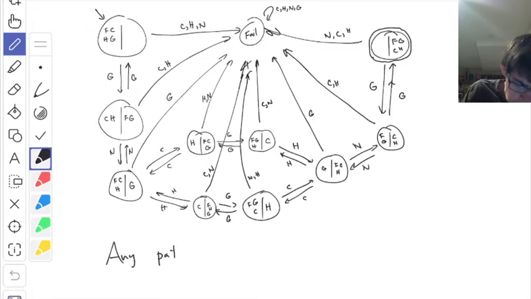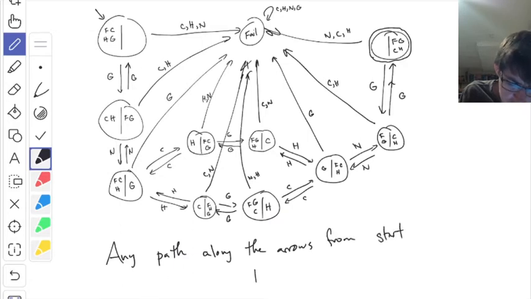Yeah, right. So really, when you're looking at the diagram, you want to think of any path along the arrows from start to the accepting state is a solution to the puzzle.